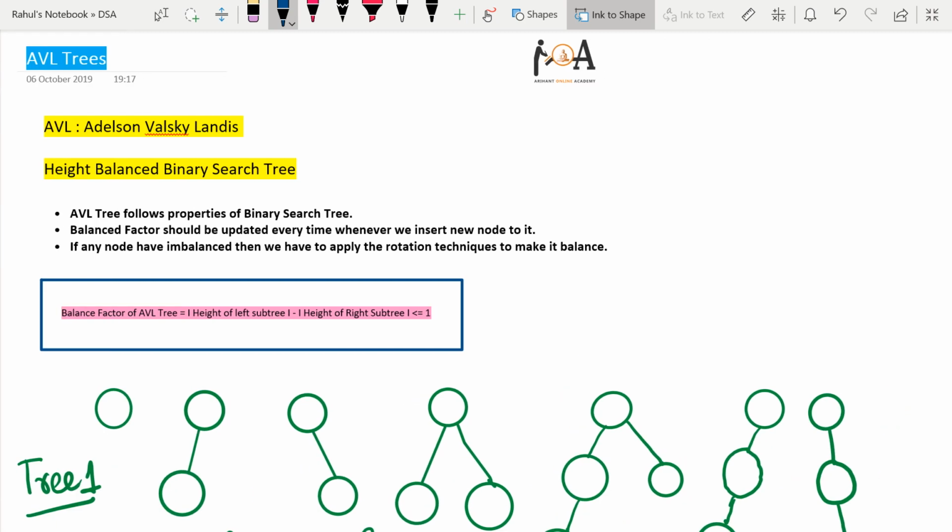Welcome to Arihant Online Academy, and in this session we will discuss AVL trees. We will discuss this tree from the very basics, then discuss what kind of problems in these trees may occur and how to resolve them using several techniques. Then we will discuss several questions asked on AVL trees in the GATE exam.